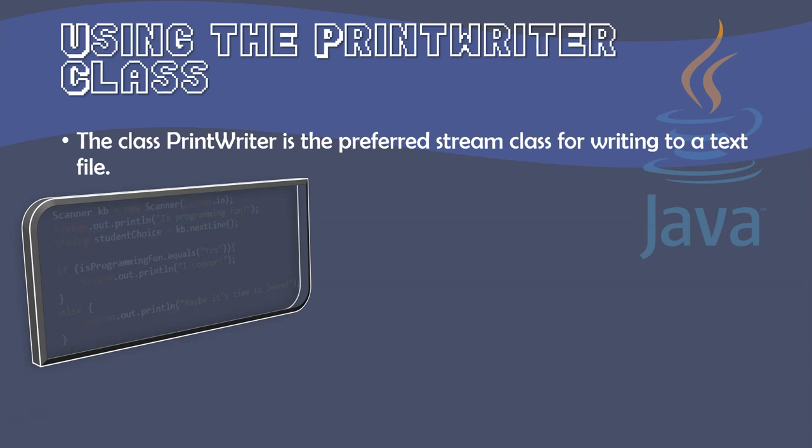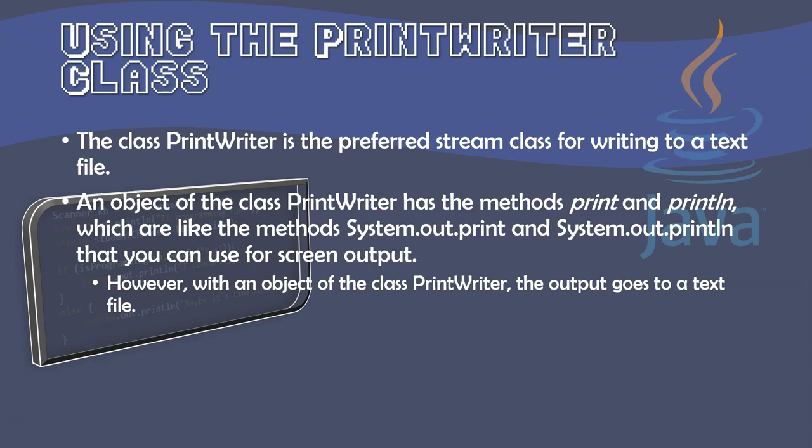There's actually a couple of different approaches that you can use to write to a text file, but this is the one we're going to look at today. Now, an object of the class PrintWriter has the methods print and println, which are very much like the methods System.out.print and System.out.println that we use for screen output. However, with an object of the class PrintWriter, the output is going to a text file instead of to the console.